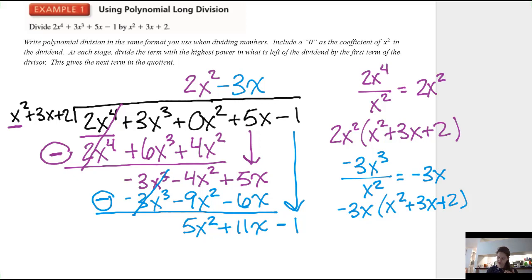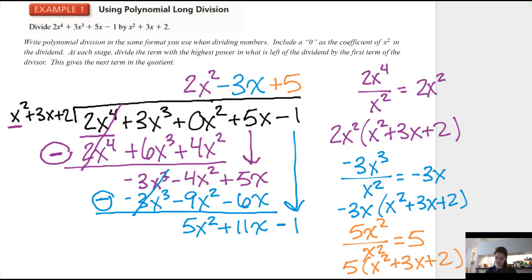Repeat. The highest term in the dividend is 5x squared, divided by x squared equals 5. This is a positive 5. Now I'll take 5 times my divisor, x squared plus 3x plus 2, and I get 5x squared plus 15x plus 10. I will subtract, and get negative 4x minus 11.